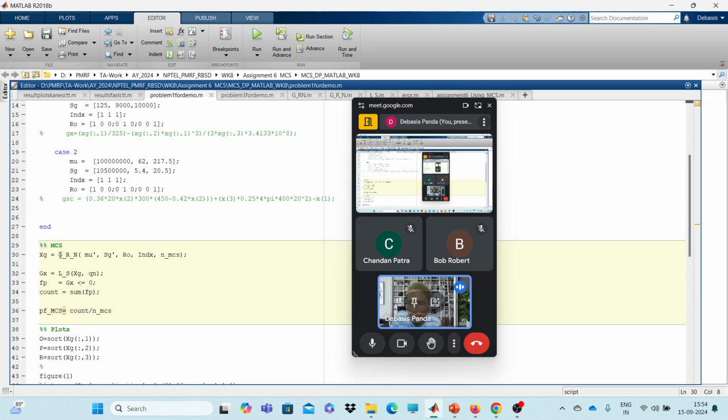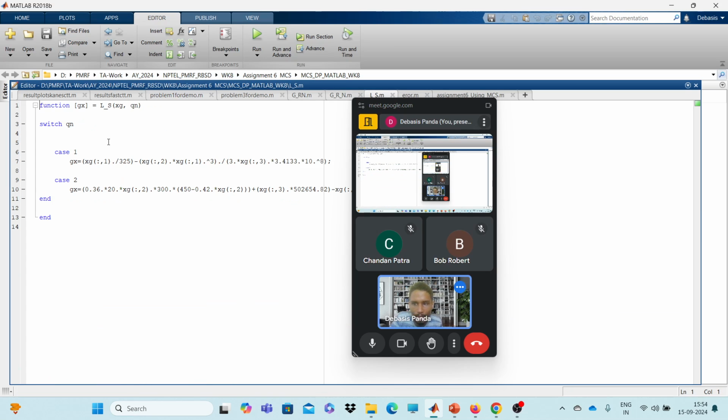Now after getting those xg values, that means the samples, I need to count how many times my gx will be 0. So now I am calling the gx. That means I need to call the limit state function using those samples. Here you have already seen the limit state function. For case 1, this one will be our limit state function, x1 divided by 325 minus x2 x3, whatever it was, that is the limit state function.